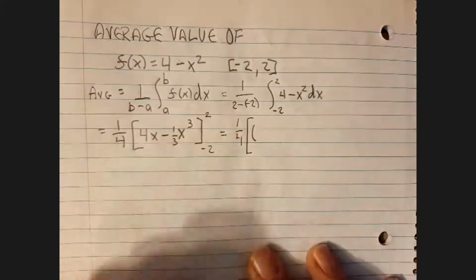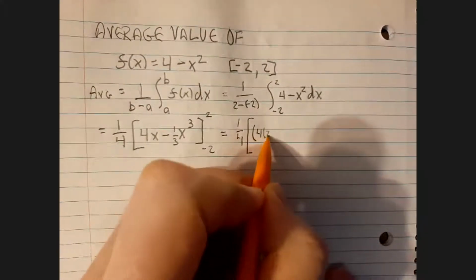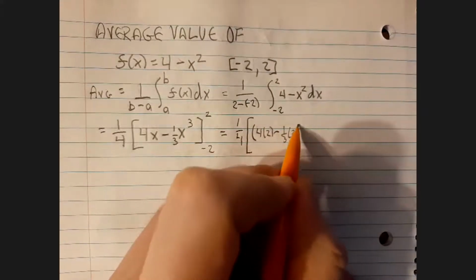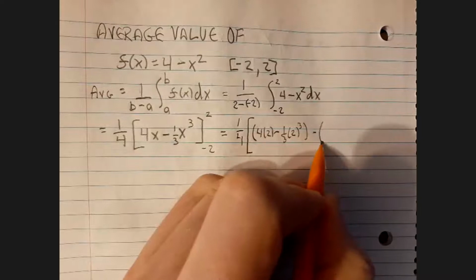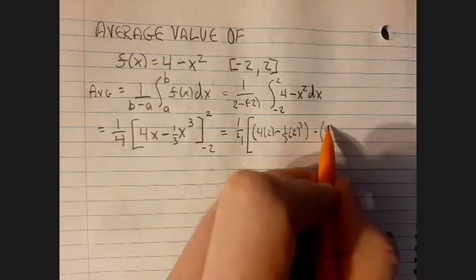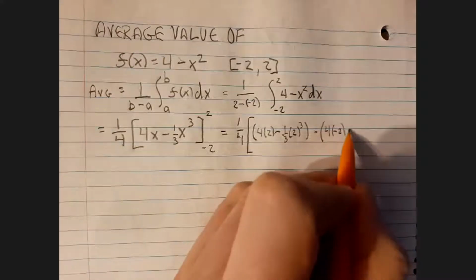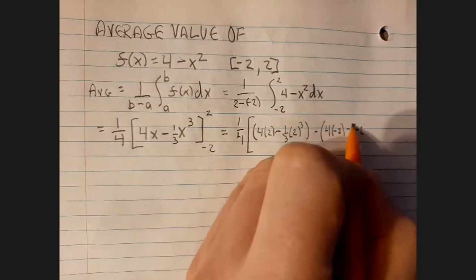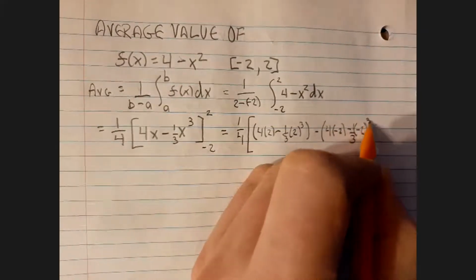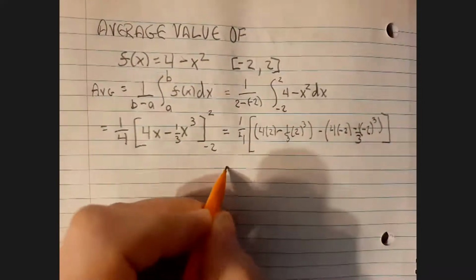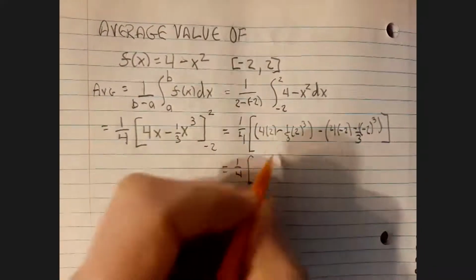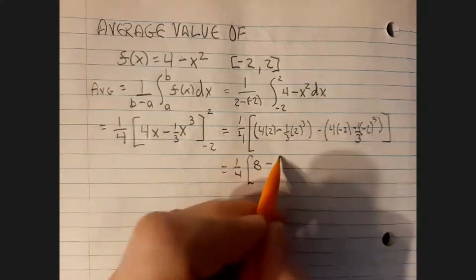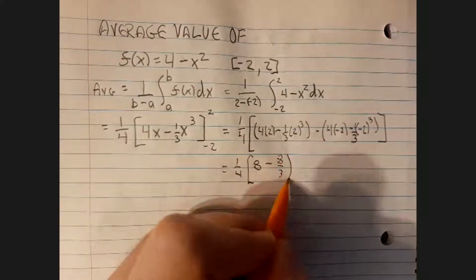Now you plug in the upper limit, which is 2, so 4 times 2 minus 1/3 times 2 cubed, minus the function evaluated at the lower limit, so 4 times -2 minus 1/3 times -2 cubed. Okay, now we have 1/4. 4 times 2 is 8. 2 cubed is 8 times 1/3 is 8/3. So that's that set of parentheses.